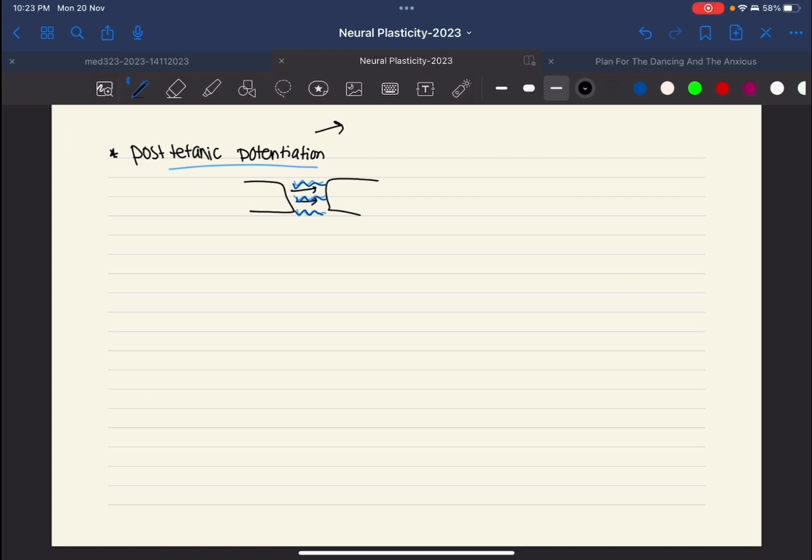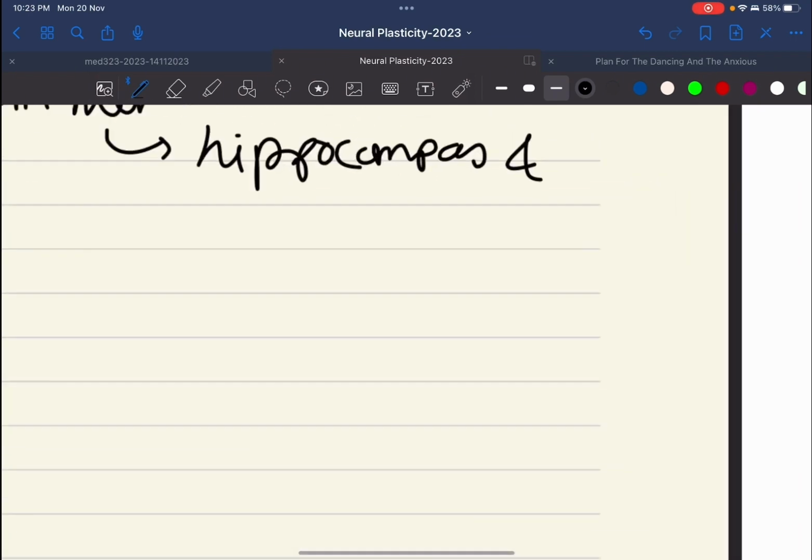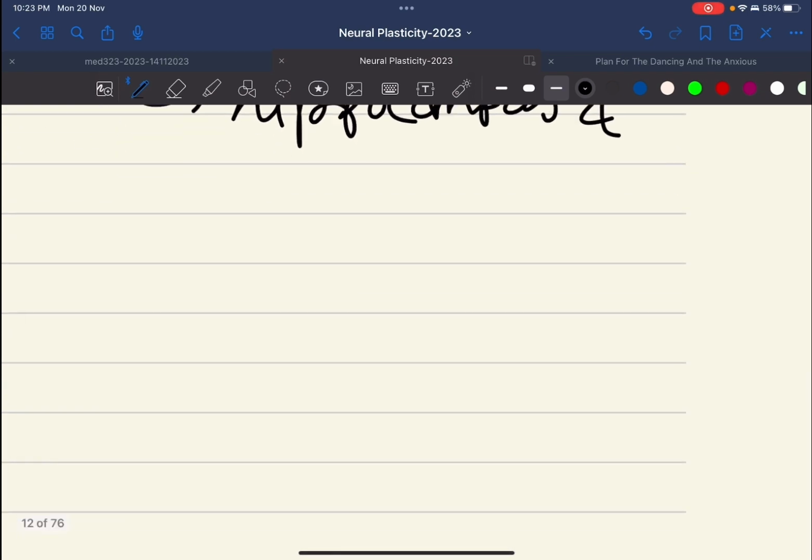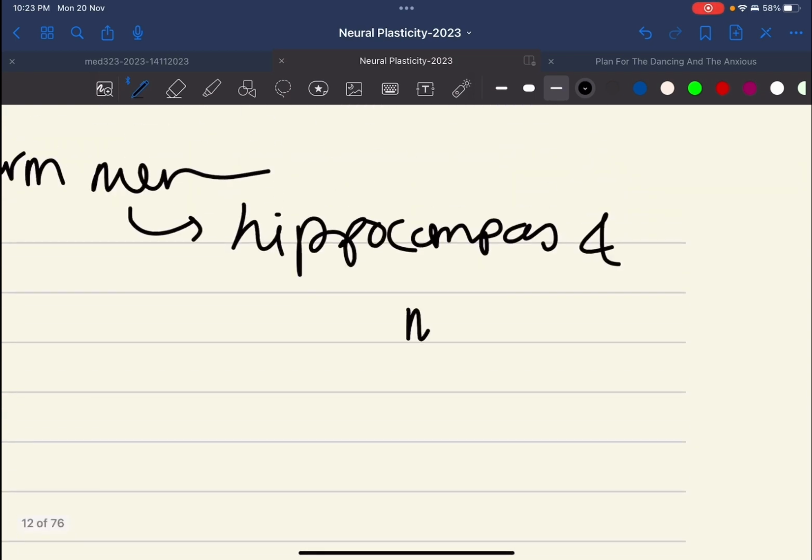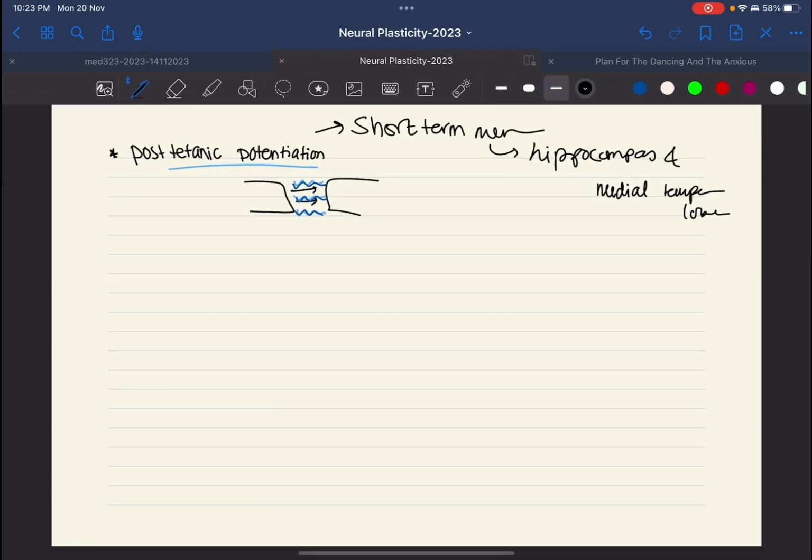Again, short-term memory in the hippocampus. I just like revising these every chance I get because then I'm never going to forget them. This is what I do with everything. Again, hippocampus and medial temporal lobe. That's basically it.